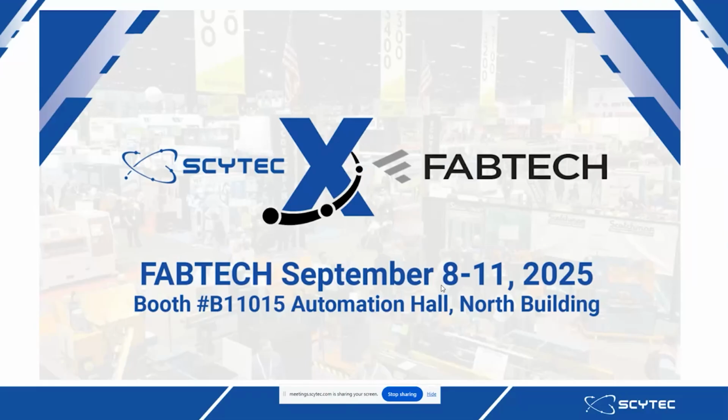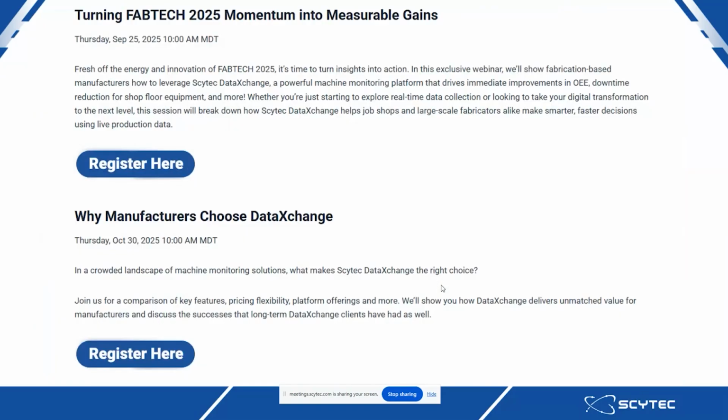For those of you that have fabrication machines in your production environment, please check us out at FabTech if you're going to be going to that. We can be found in booth B11015 in the automation hall in the north building. Next up, in terms of webinars, at the end of September we are going to be having an introductory machine monitoring overview for the people that we meet out at FabTech. And then at the end of October, we are going to be going really in depth into some of our DataXchange case studies for why manufacturers choose DataXchange.